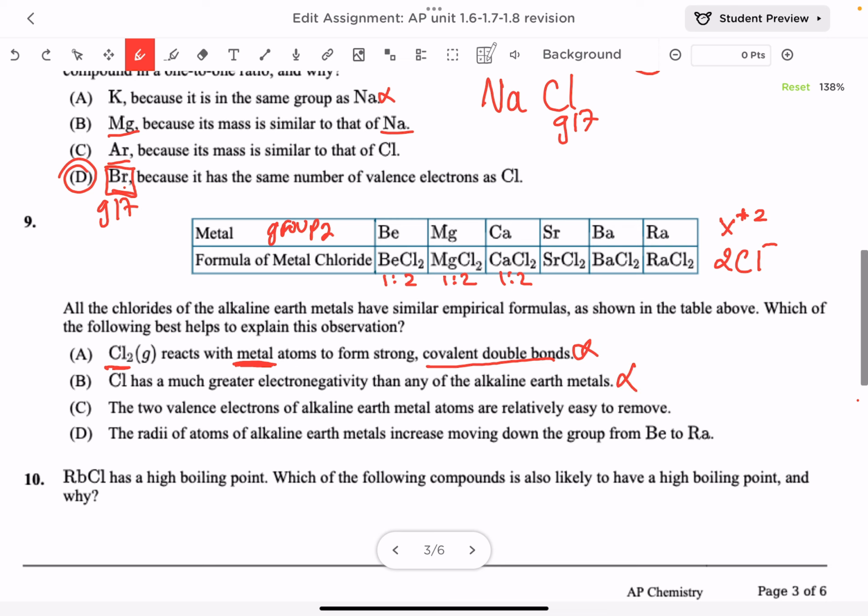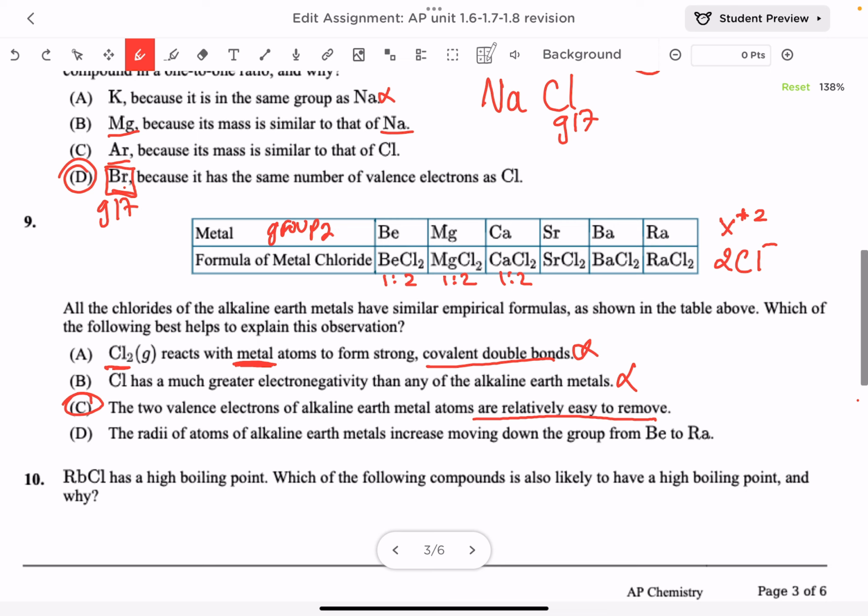So not relevant. The 2 valence electrons of alkaline earth metals are relatively easy to remove. This is correct. Yes. And that's why we need 2 Cl minus in order to make this compound. So the correct answer is C.